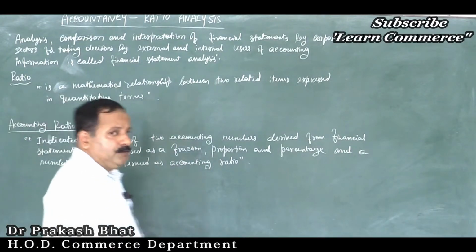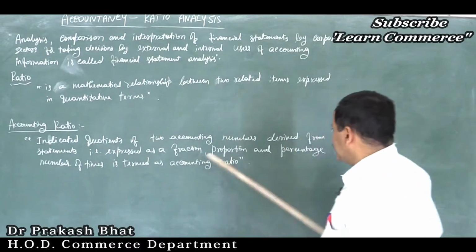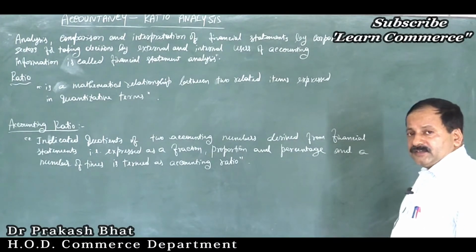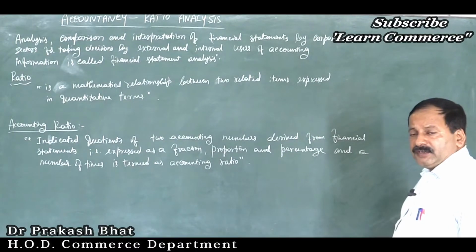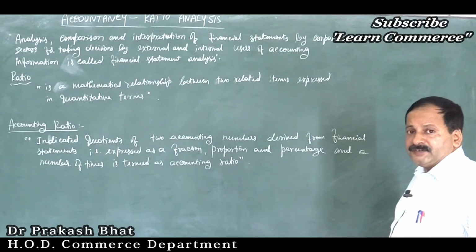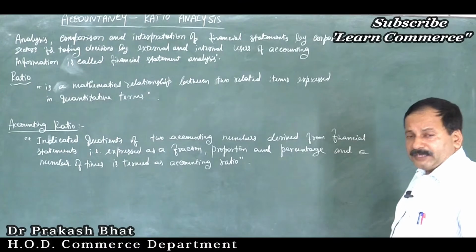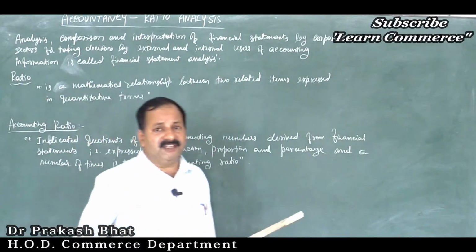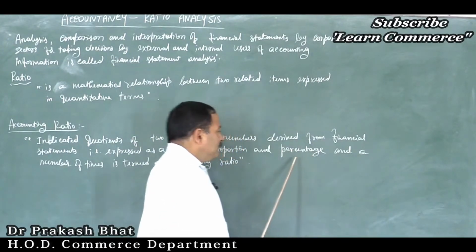Proportion 4 is to 3 or 1.5 is to 3, isn't it? That is proportion. And percentage, 40%. Sales, isn't it? 40% increased, 10% increased, or 5% decreased. Gross profit ratio 50%, net profit ratio maybe 25%. That means the net profit earned is 25% of the total sales done during the current year. That is what is called percentage.